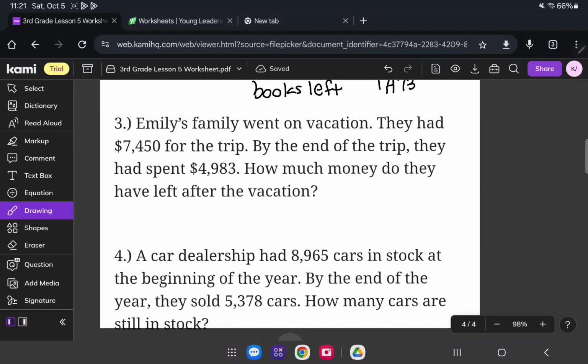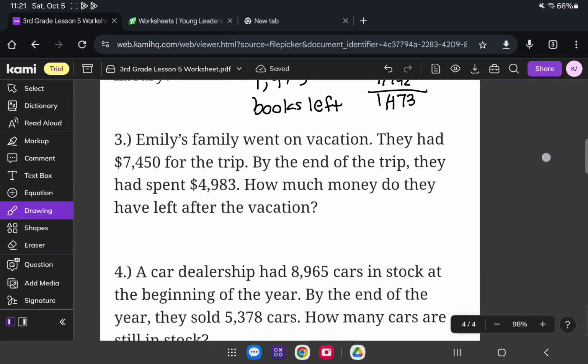Emily's family went on vacation. They had $7,450 for the trip. By the end of the trip, they had spent $4,983. How much money do they have left?